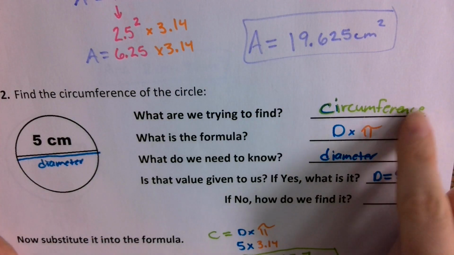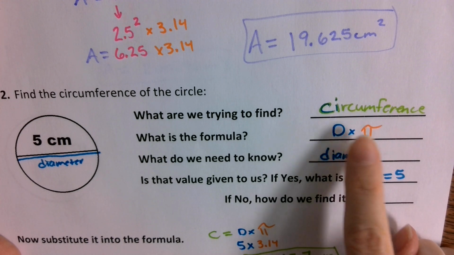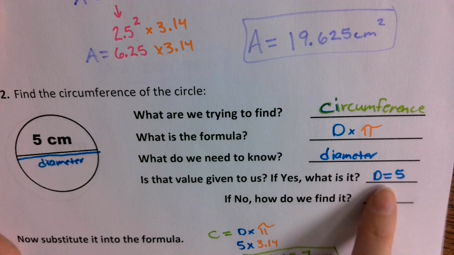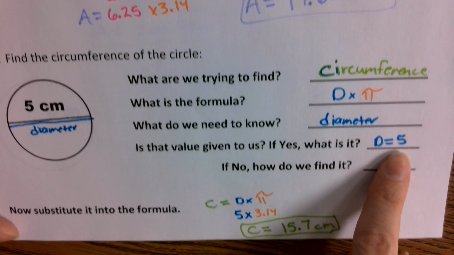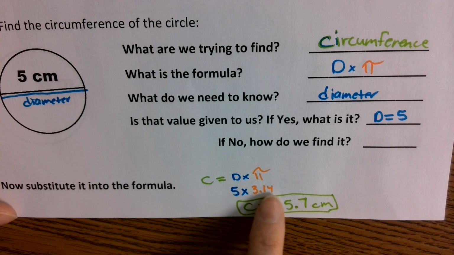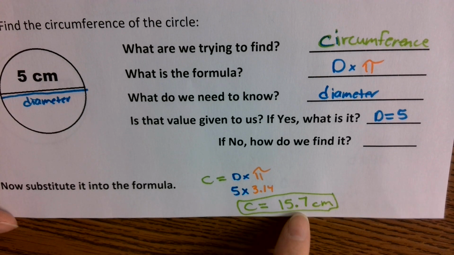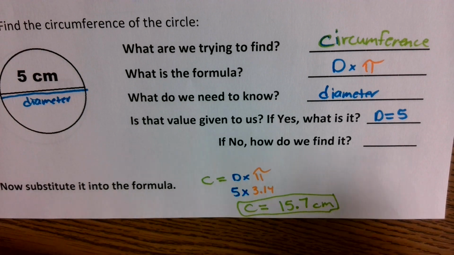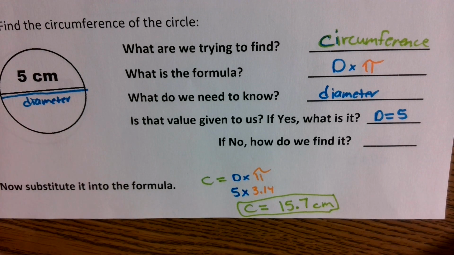So what we're trying to find is circumference, which means we're trying to do diameter times pi. Yes, they told us what the diameter was. Diameter was equal to 5. So then we just substitute it into the formula. Diameter times pi, or 5 times 3.14, you should have gotten 15.7, and that's centimeters, because it's just circumference or just perimeter. It's a single dimension.